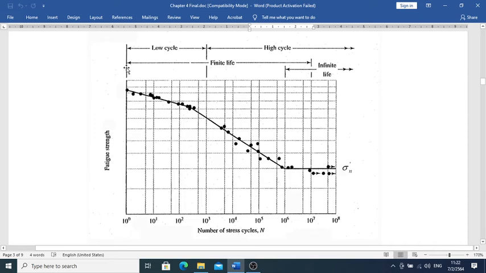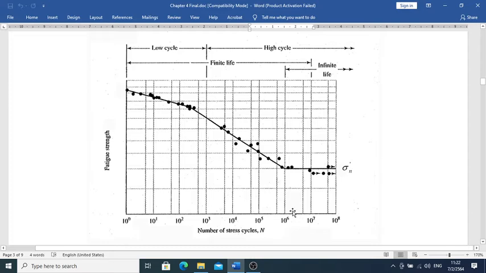And then for the finite life, from 10 to the 3 up to 10 to the 7, things like that. But nowadays we just consider infinite life, starting from 10 to the power of 6 and up. So for machine design, highlighted, please: if we design a machine to meet 10 to the power of 6 for the ISO requirement, we just define it to be infinite life already.